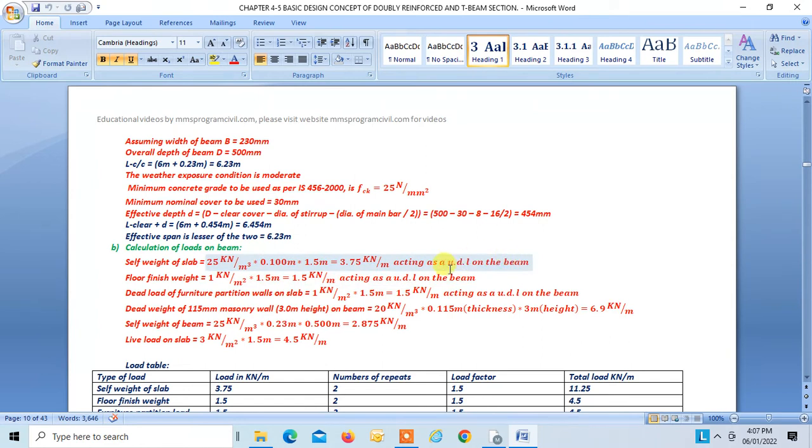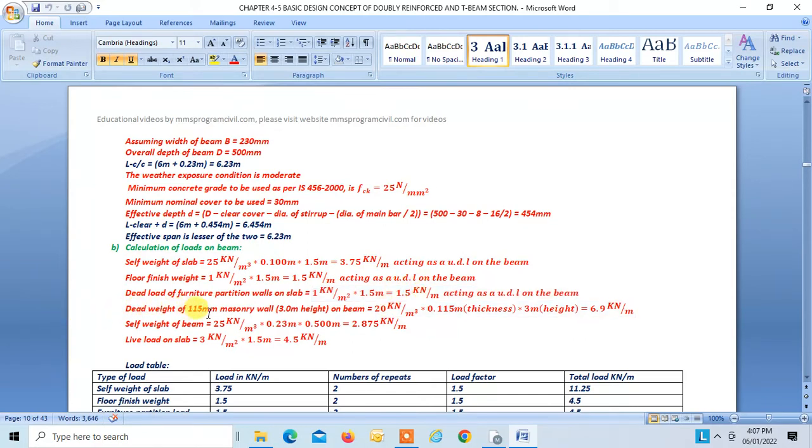That is the UDL that will be acting on the beam coming from the slab. Similarly, floor finish weight, we take 1 kilonewton per meter square into 1.5 is the width of the slab, and that is equal to 1.5 kilonewton per meter. That is UDL that will be passed on to the beam, right? Now dead load of furniture and partition wall on slab, we are taking as 1 kN per meter square into 1.5 meter is the width of the slab, that is equal to 1.5 kN per meter.